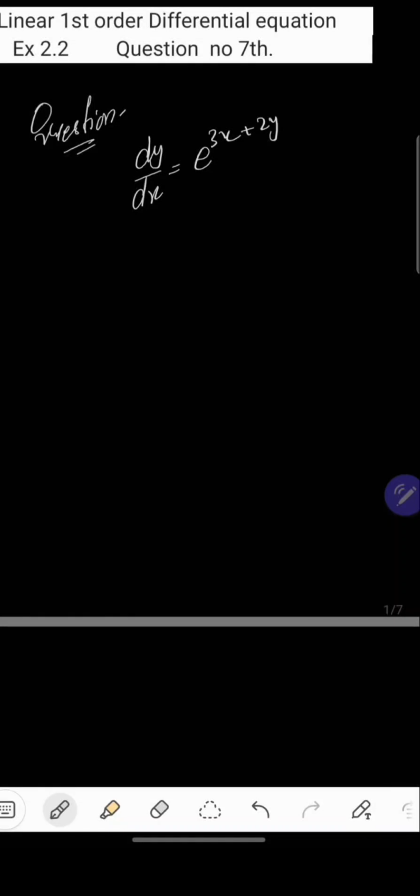Today we will solve question number 7 of exercise 2.2. The question given is dy divided by dx is equal to e to the power 3x plus 2y. What is the differential equation?